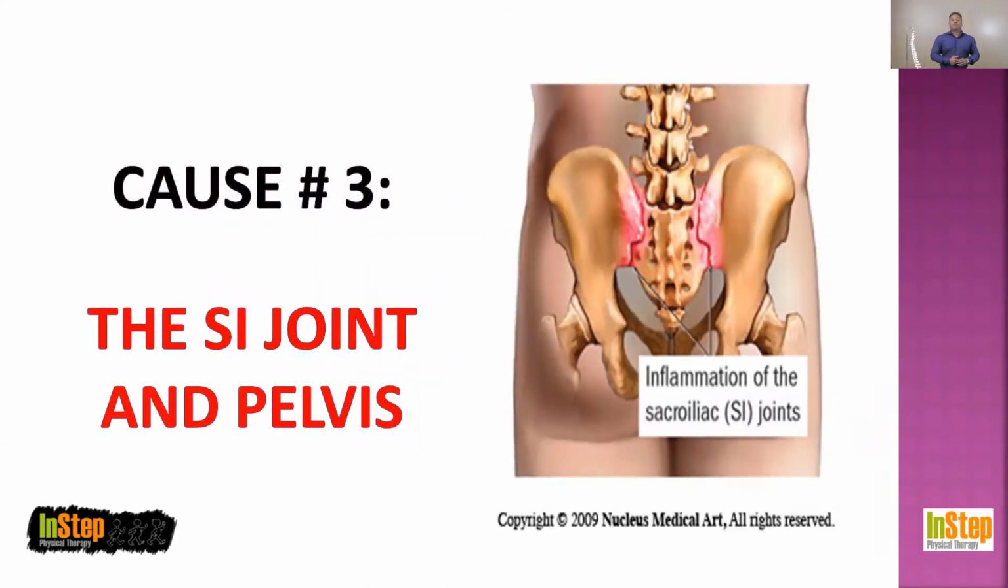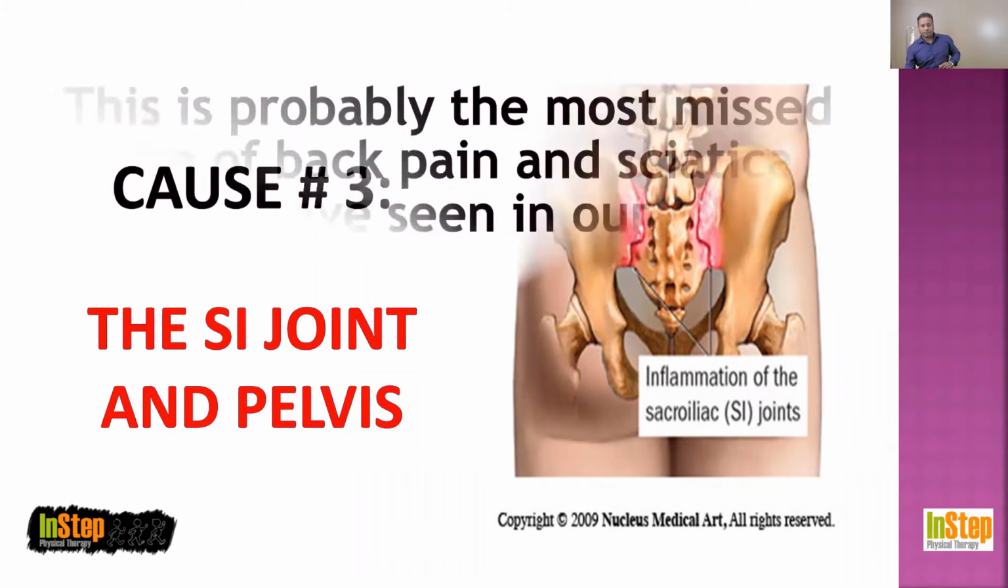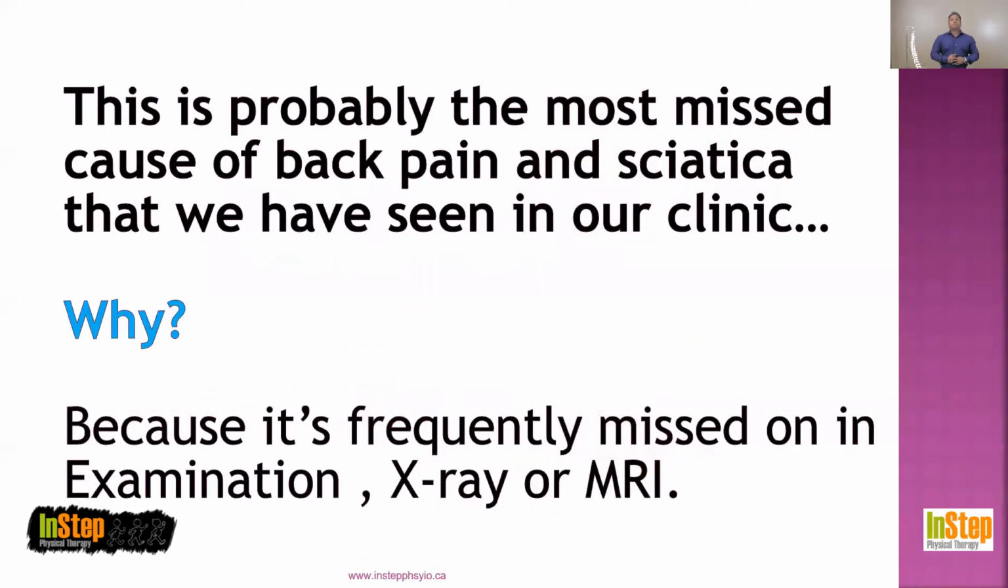The third cause is the sacroiliac joint and pelvis. In the picture, you see the pink area, that's your sacroiliac joint. I'm going to show you the model later. This is probably the most missed cause of back pain and sciatica that we can see, right? Why? Because when you go for back pain, a lot of people only look at the back. They don't look at your pelvis or how your tailbone and pelvis are moving. It's usually missed in the examination, and also when you order x-rays or MRIs, they only do the lower back. They ignore the pelvis. So that's why it's mostly missed.